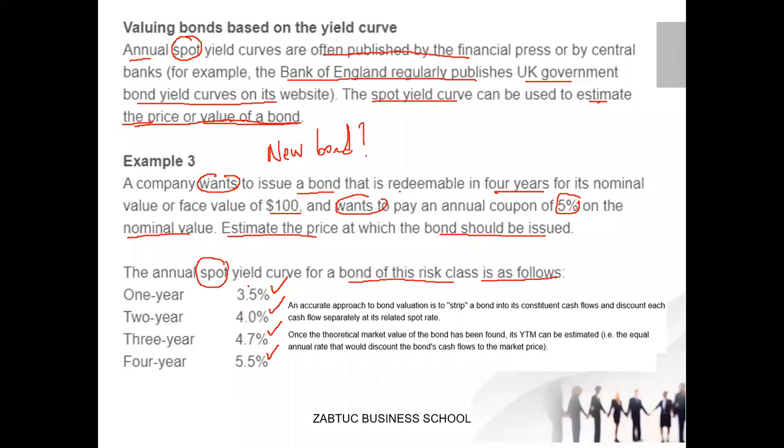So what I want you to do is to get the discount factor at 3.5% 1 year from now, at 4% 2 years from now, 4.7% 3 years from now, 5.5% 4 years from now. I want you to find the discount factors associated with this. Let's go. I want you to give me the discount factors for each one of these.